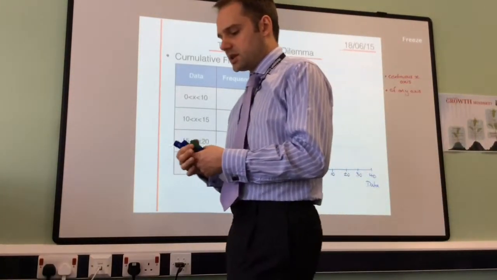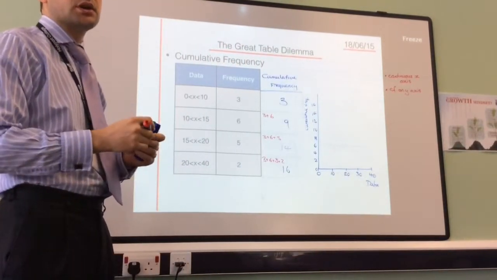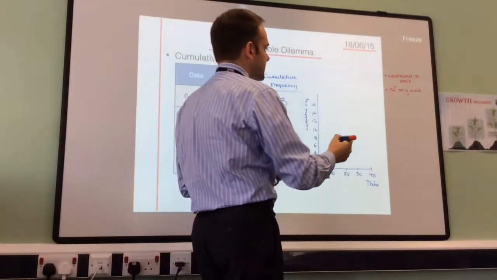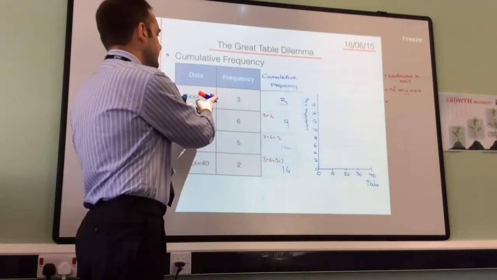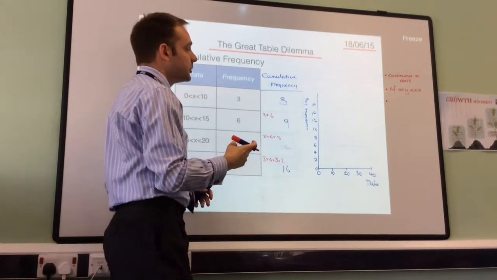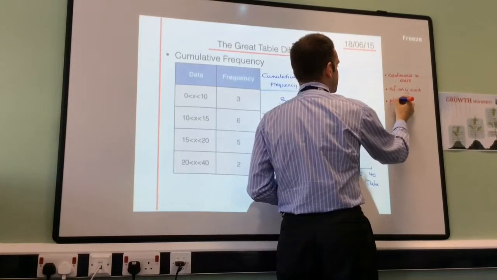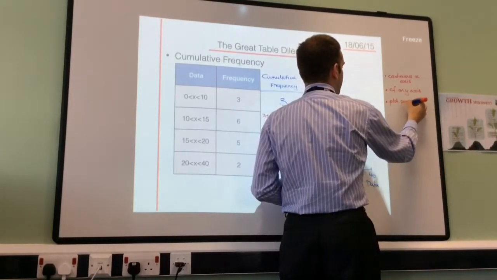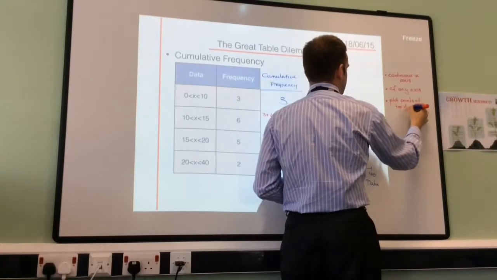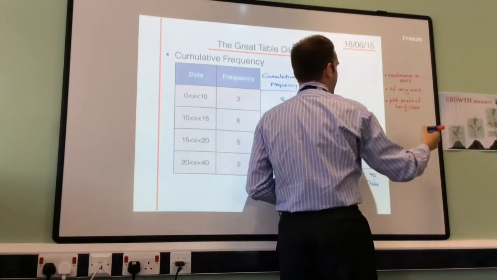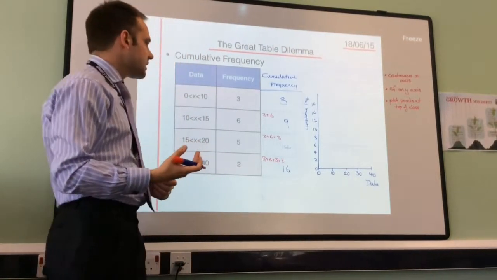Now the third point, this is really important, and this is where people get confused between this and the frequency polygon, and it's about where we plot the points. In a frequency polygon, we plot the points in the middle of the class. But in a cumulative frequency graph, we plot the points at the top of the class. So plot points at the top of the class.